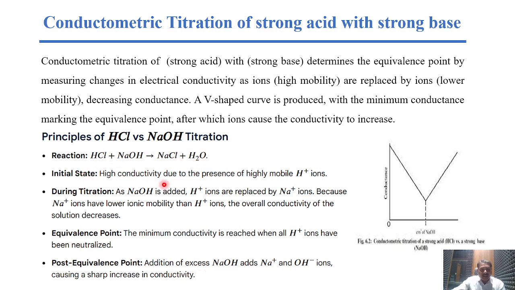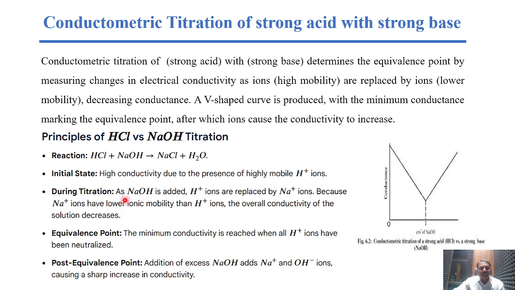Initial state: high conductivity due to the presence of highly mobile H+ ions. During titration, as NaOH is added, H+ ions are replaced by Na+ ions. Because sodium ions have lower ionic mobility than the H+ ions, the overall conductivity of the solution decreases.